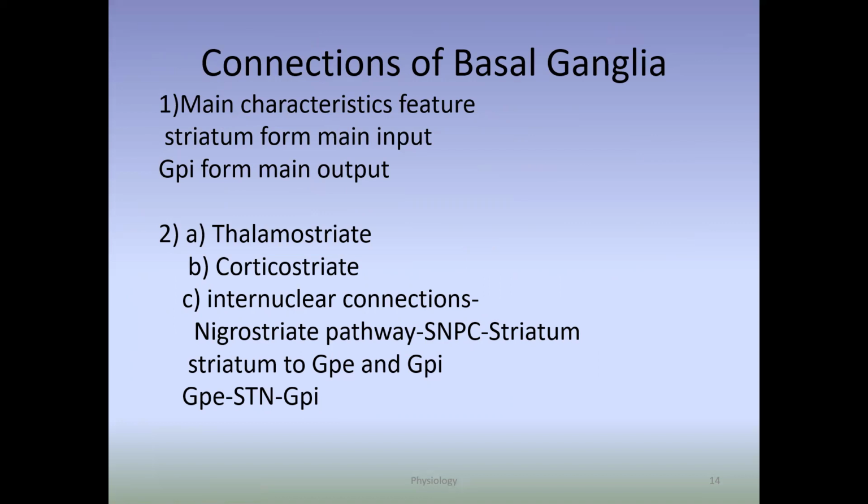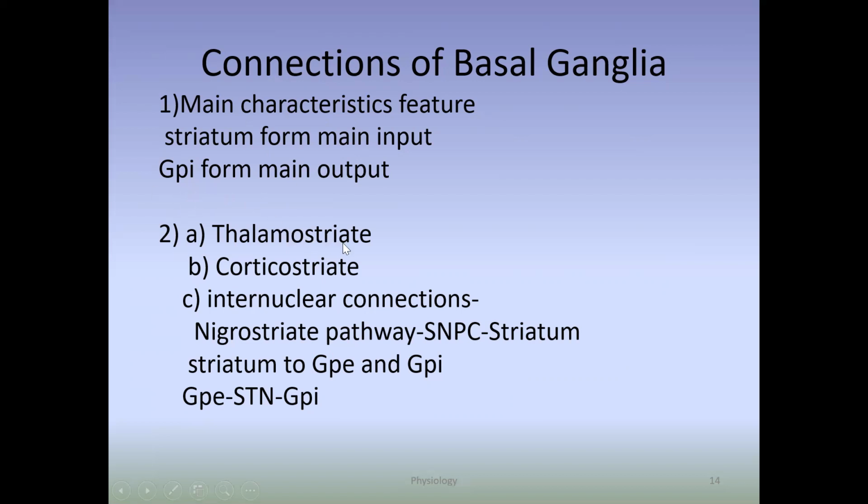Now, whenever the word striatum comes up, it is nothing but the neostriatum. It involves the caudate and putamen. So the striatum is the main input for the basal ganglia, while the globus pallidus internal segment, GPi, is the main output. That means whatever connections come from other parts of the brain enter via the striatum, and the output from the basal ganglia exits from the globus pallidus internal segment.